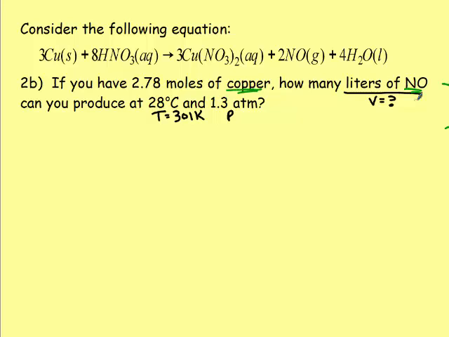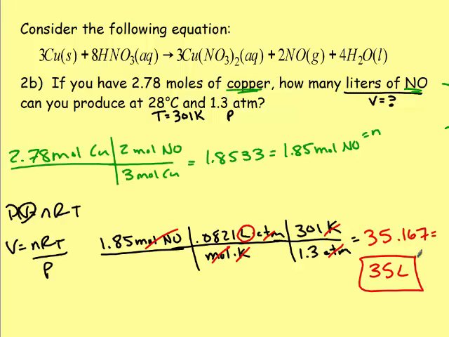Go ahead and solve this entire problem. Restart when you have a final answer. So you should have gotten 35 liters. When you did your mole to mole conversion, you should have got 1.85 moles of NO. And then rearranging PIVNERT, nRT over P, we plug in our 1.85, our R, temperature and pressure, and you should get 35.